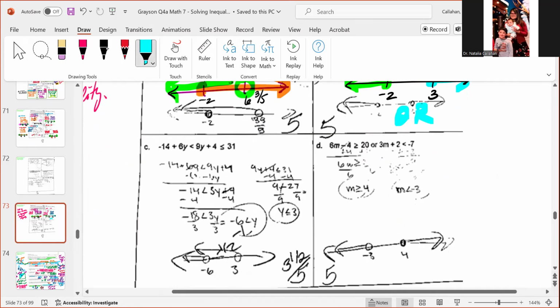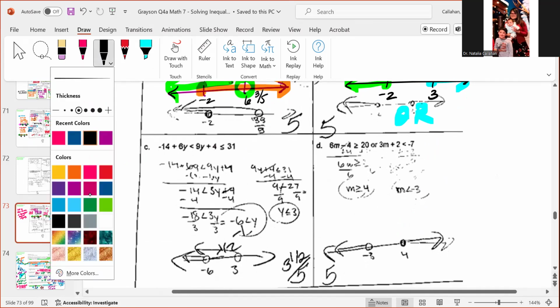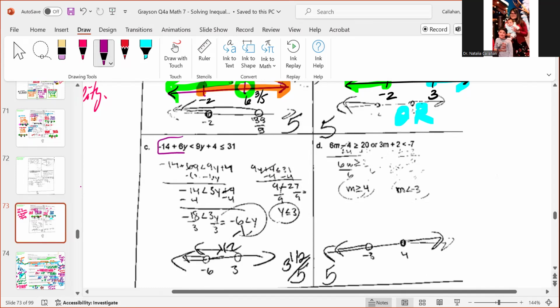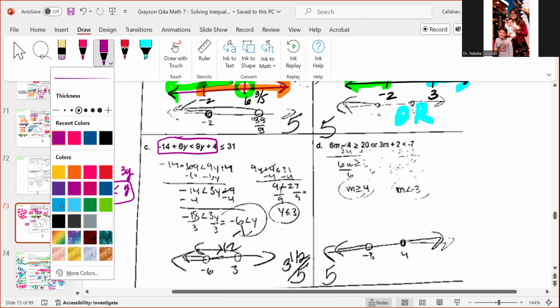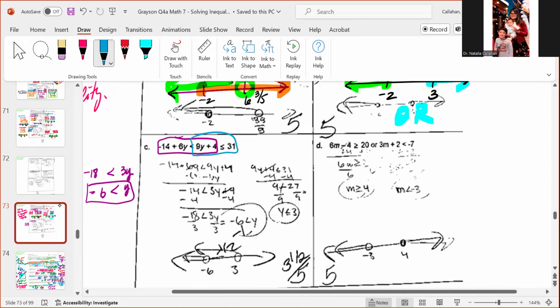Okay, C. For C, you got to break this apart. That's the first part. So that's going to be subtract the 6y, you get 3y, minus the 4, you get negative 18. Divided by the 3, you get a negative 6. That's your first one. Second one over here, 9y is less than or equal to 31 minus 4, which is 27. 27 divided by 9 is a 3.